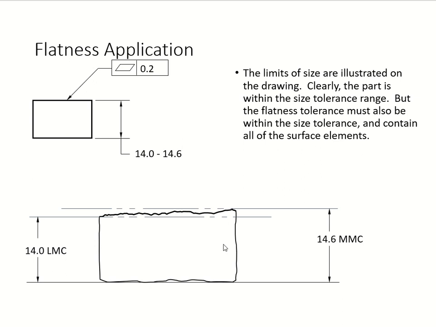Now we're going to start drawing that bigger here. You can see your 14.0 and then 14.6, your least and your max. In between, you have your surface. See that? That part is, of course, within the tolerance range. But the flatness tolerance also has to be within the size tolerance.